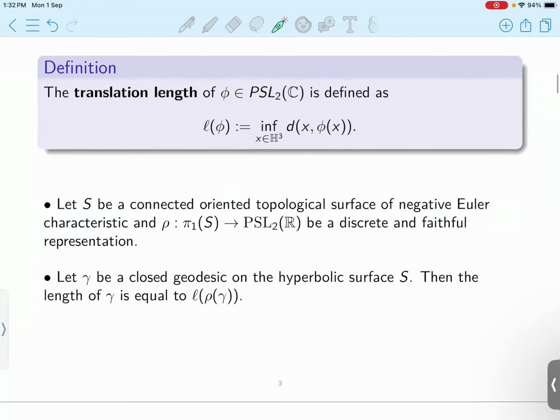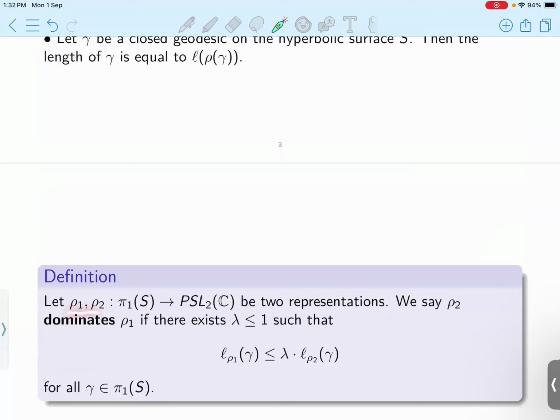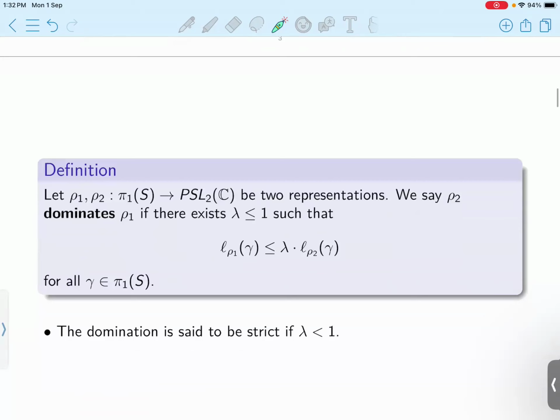Moving on. Let rho1 and rho2 be two representations from pi1 S to PSL2C. We say rho2 dominates rho1 if there exists lambda less than or equal to 1 such that the translation length of rho1 gamma is less than or equal to lambda times the translation length of rho2 gamma, and this happens for all gamma in pi1 S. We say that this domination is strict if lambda is strictly less than 1.